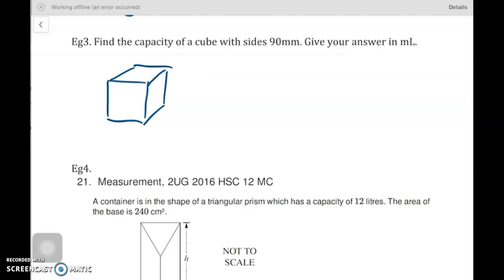And so here, we have a cube with dimensions 90 by 90 by 90 millimeters, which is the same as 9 centimeters by 9 centimeters by 9 centimeters. So the volume is 9 times 9 times 9, which is 729 cubic centimeters, and we know that's the same number of milliliters in capacity. And that's our answer.